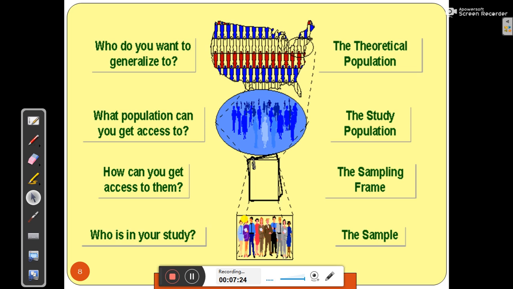So here you can see, suppose this is the map of America. So who do you want to generalize to?